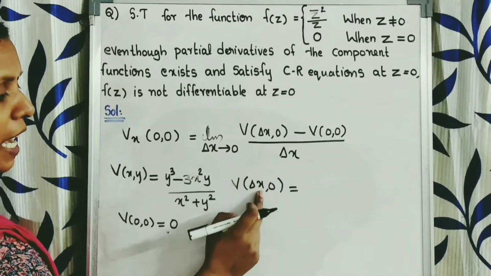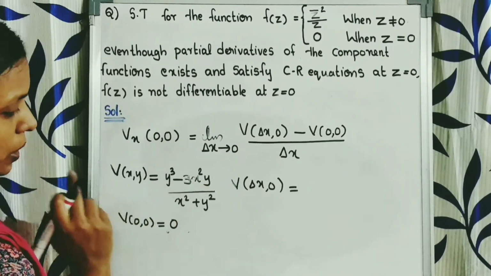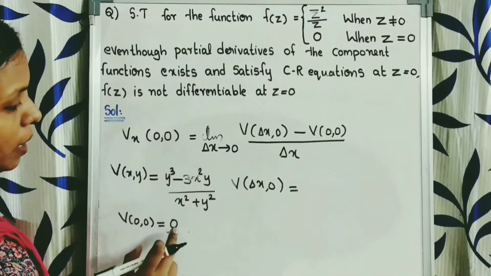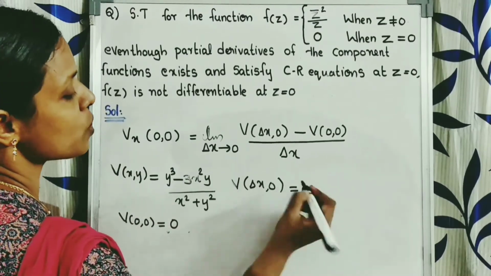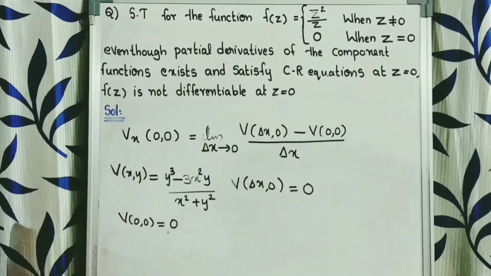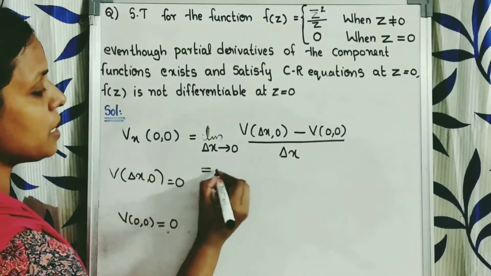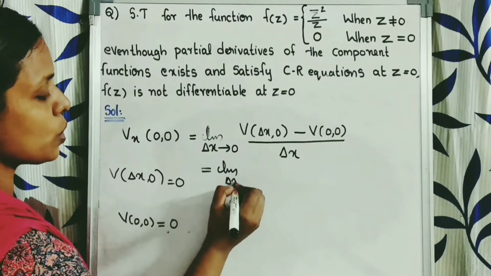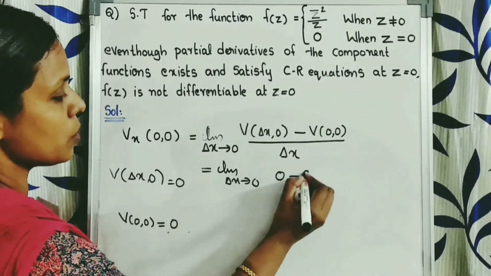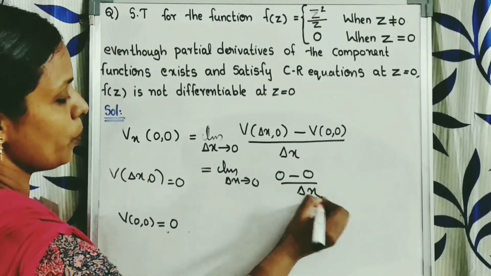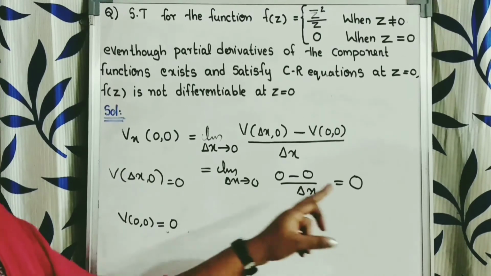Calculate V(Δx,0). Here y is 0, then the numerator becomes 0 divided by Δx square. That is V(Δx,0) is 0. Substitute this value in this equation. We get limit Δx tends to 0, here this value is 0 minus 0 divided by Δx. We get 0. Now we get V_x(0,0) is equal to 0.